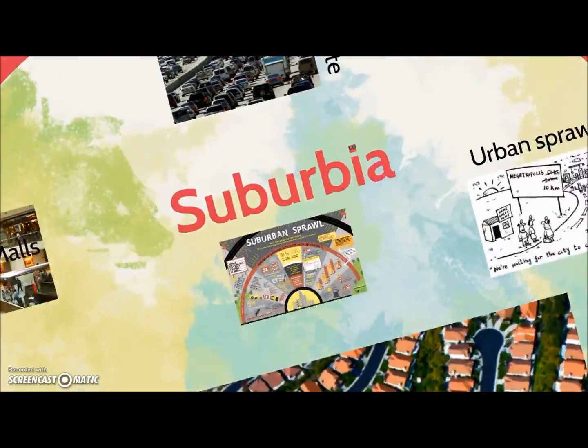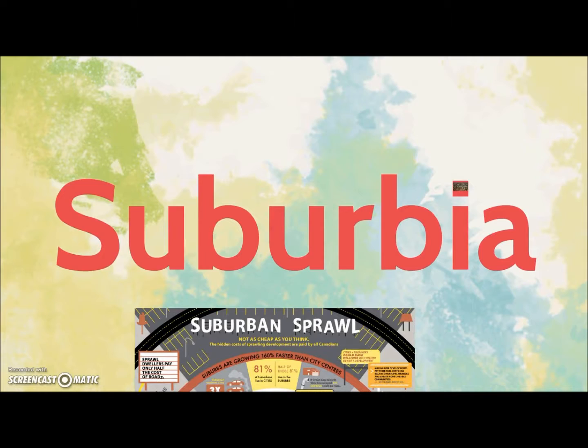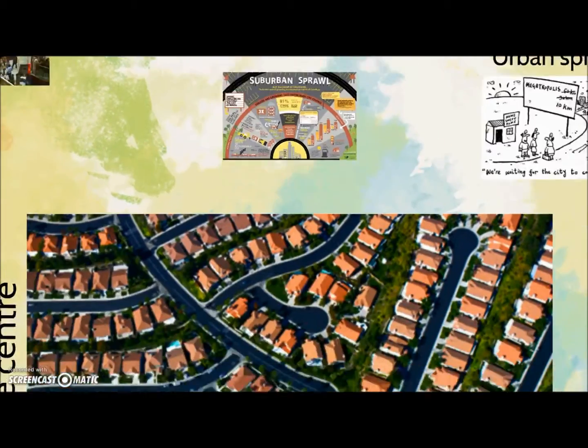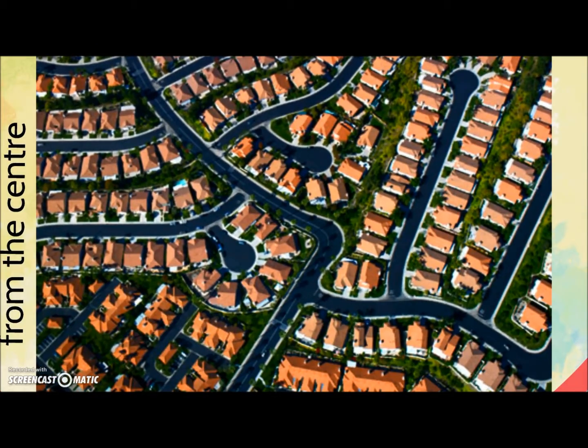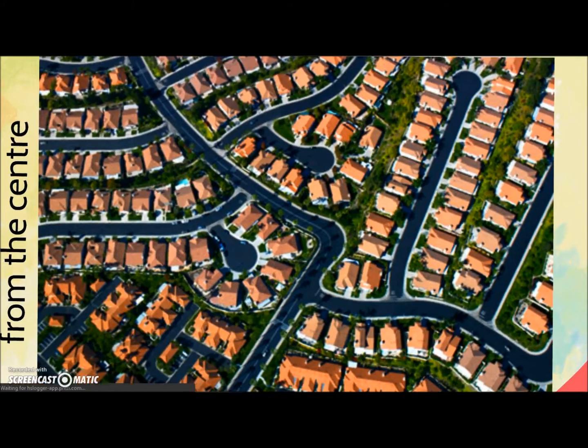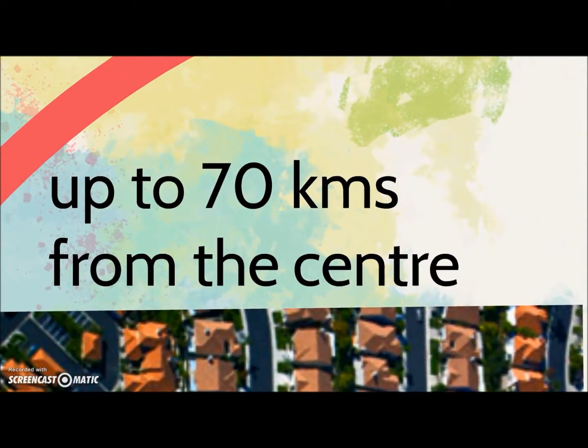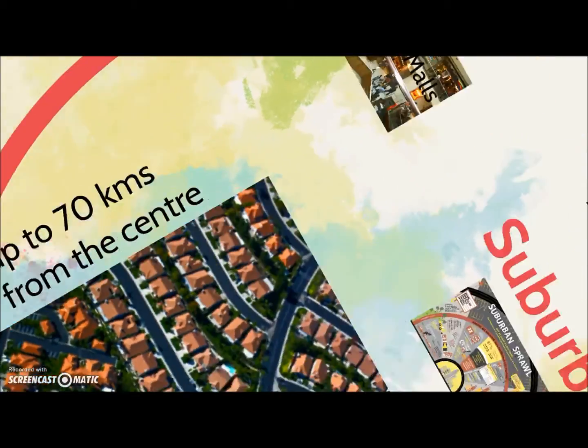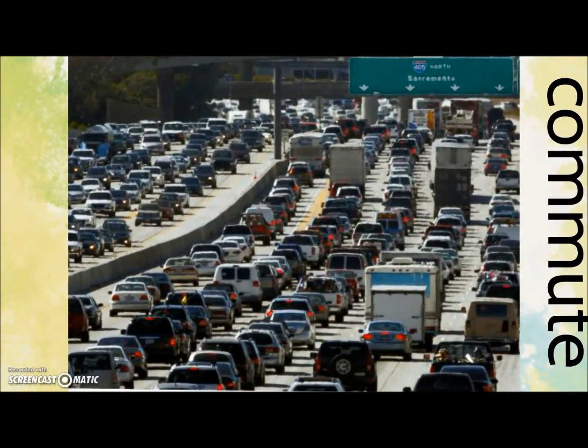Moving a little bit further out, you will find the suburbia. This is an image of a suburban city. This is a suburb of one of the big American cities. As you can see, some people travel up to 70 kilometers from the city center to their homes, which obviously leads to massive congestion, but this is not something I have to talk too much about.